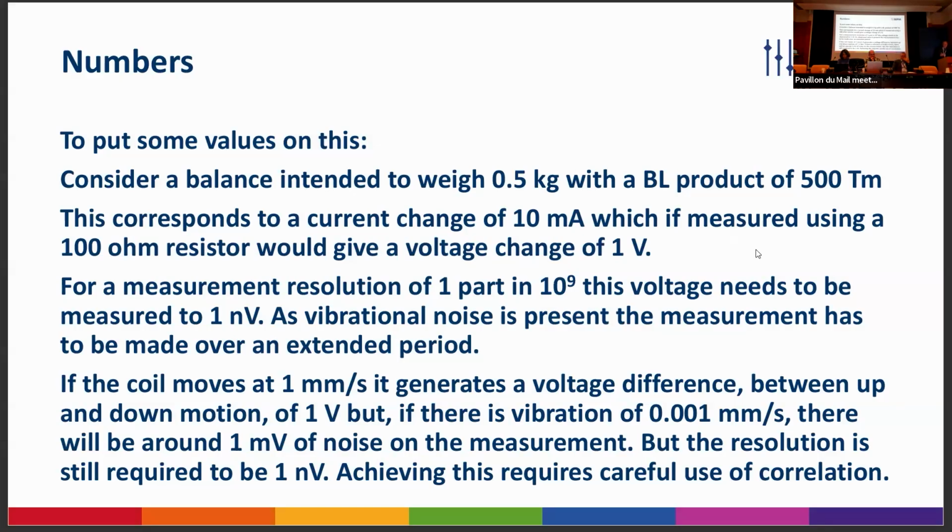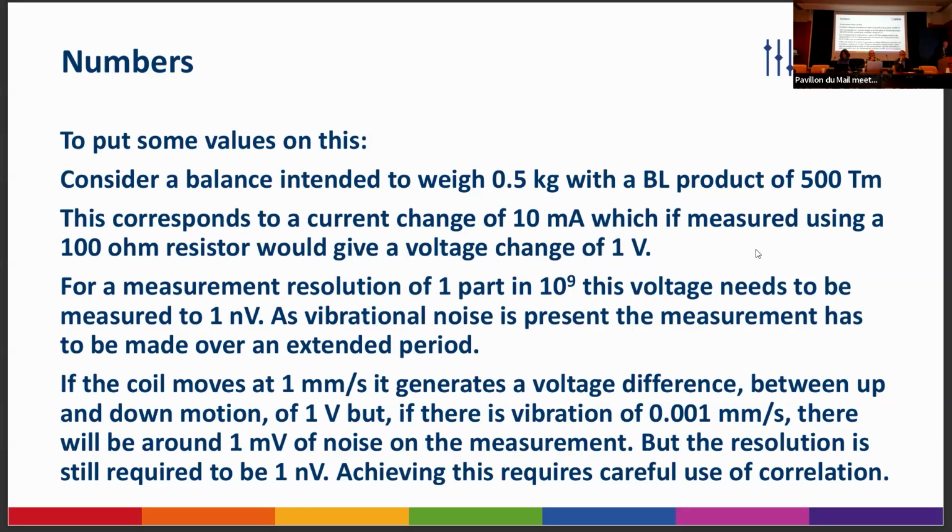But vibrational noise is present in the measurement, but we can measure over extended periods. So effectively, we can average and get down towards our nanovolt target. But when we're moving at a millimeter a second, we get a difference in voltage of a volt. But there's a vibration of maybe normally something like a micron a second. So there's a millivolt of noise on the thing, and you saw that in some of Franck's data, that there's quite a high noise, but you still need a nanovolt.